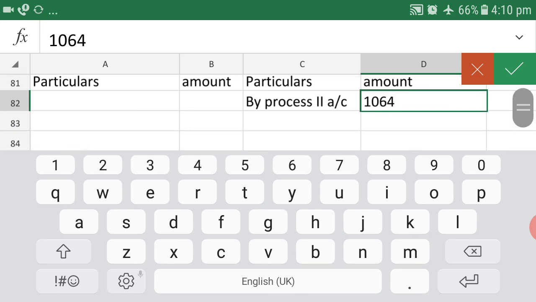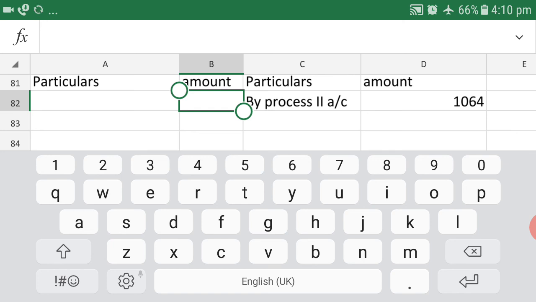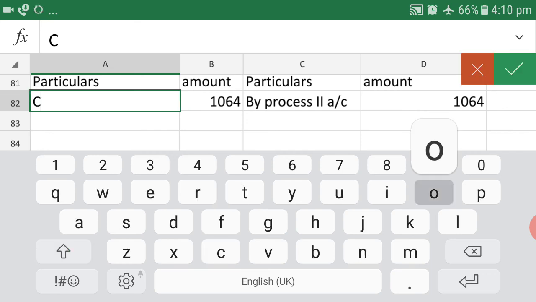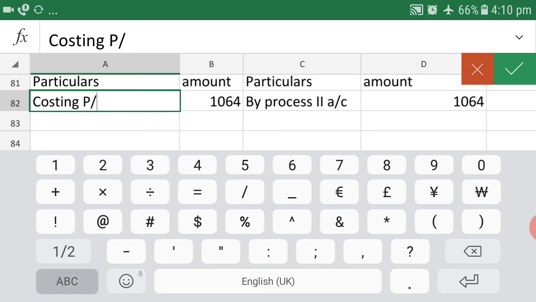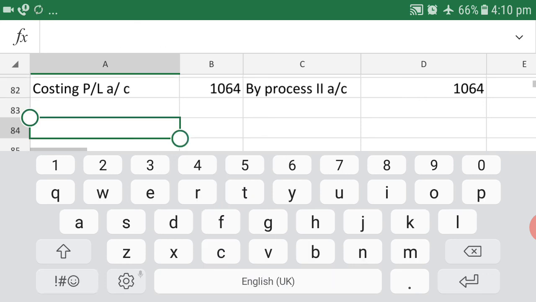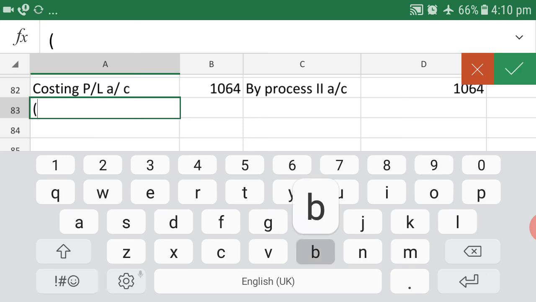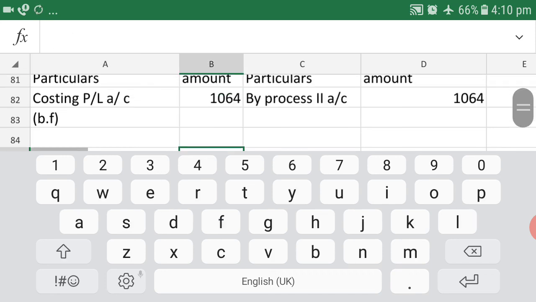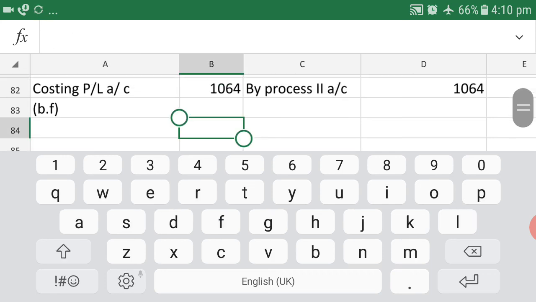The credit side has more amount and there is no amount on the debit side, so the balance figure will be 1664. So the balance of abnormal gain should be transferred to the Costing P&L account. Okay, so the entry is over, then we can close this table.